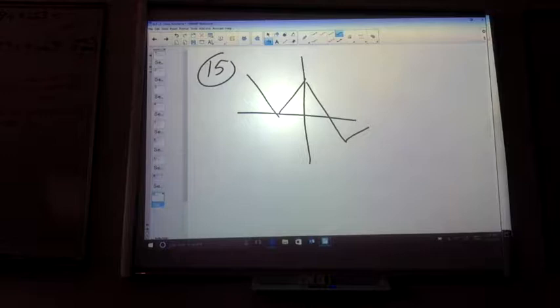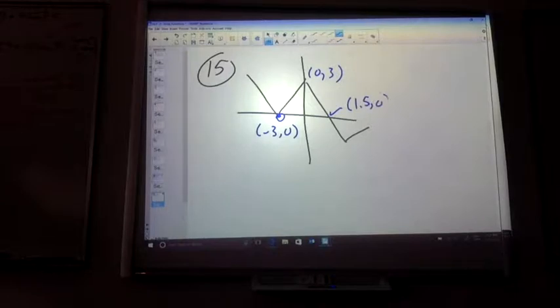So some points that are valid right here, that would be the point -3, 0. This would be the point 0, 3. And that looks like 1.5, comma 0. And maybe down here, that point looks like 1, 2, 3, 3, -3. Okay, so we have this graph, and it says, give the domain and the range.